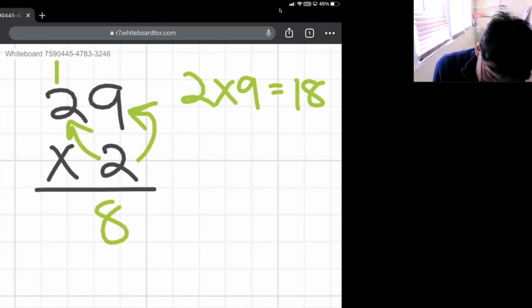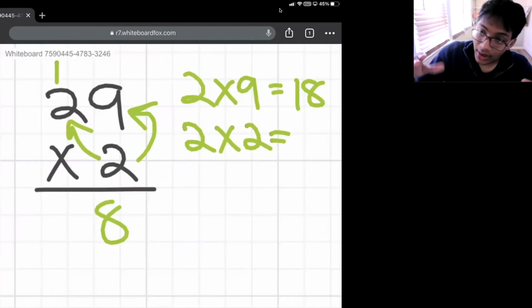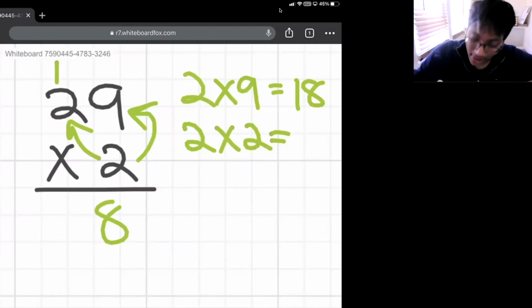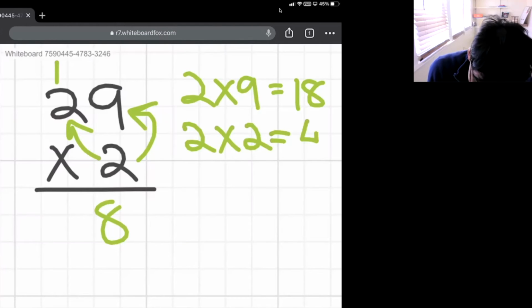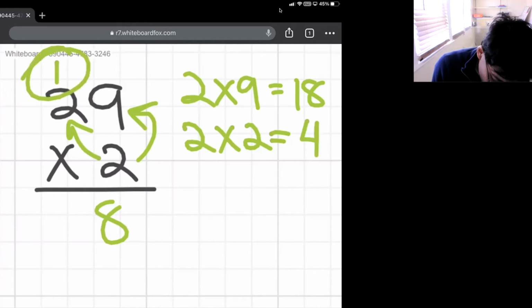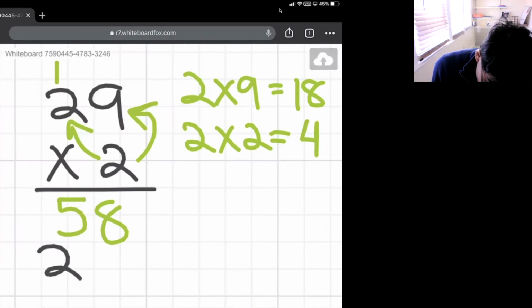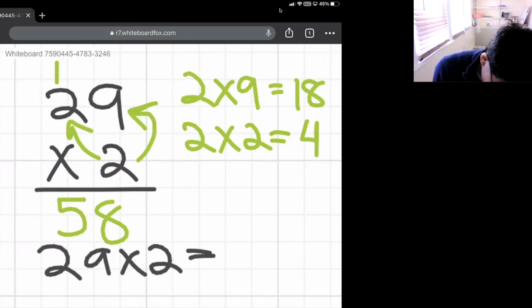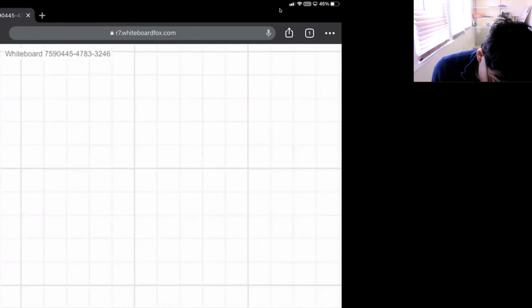Now do 2 times 2. What's 2 times 2? Hopefully you remember. If you don't, go ahead, check out the 2 times table video. So 2 times 2 is 4. Add this 1. So 4 plus 1 is 5. And so now we can say 29 times 2 is equal to 58. All right, next one.